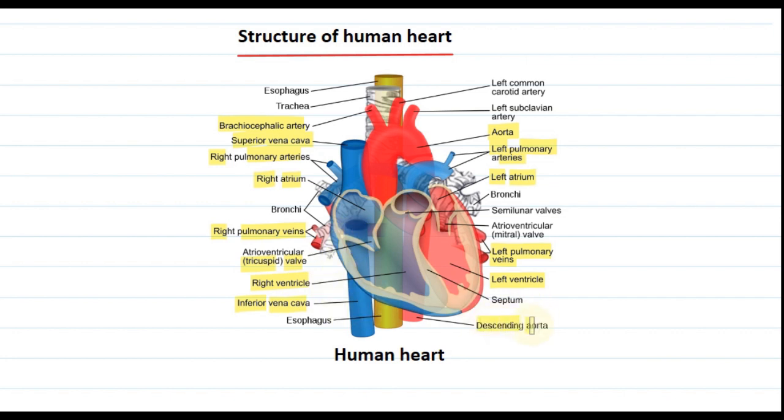Then there is the descending aorta. This is a part of the aorta. It runs down through the chest and abdomen.